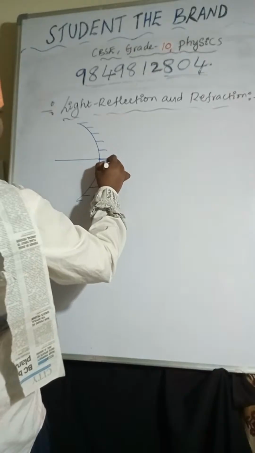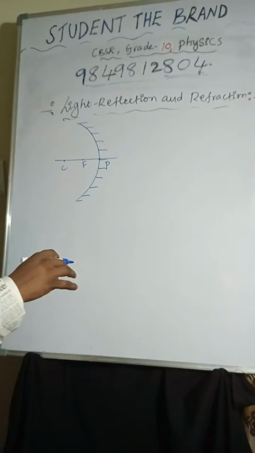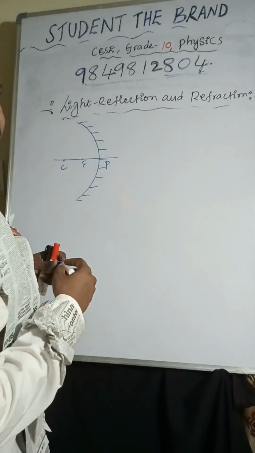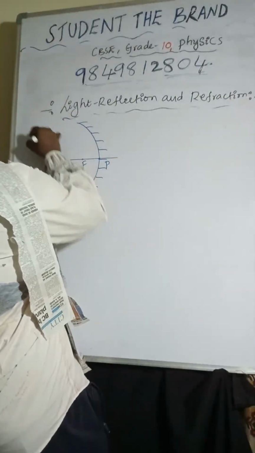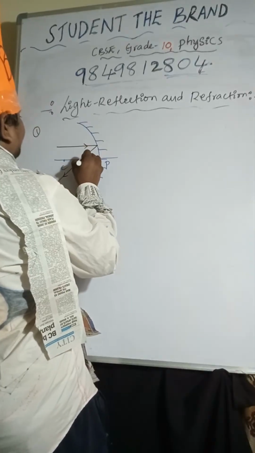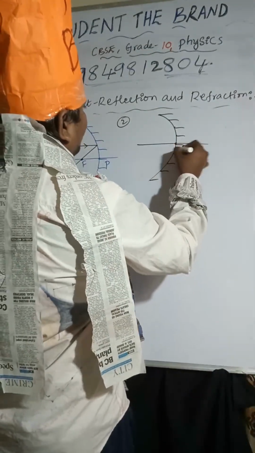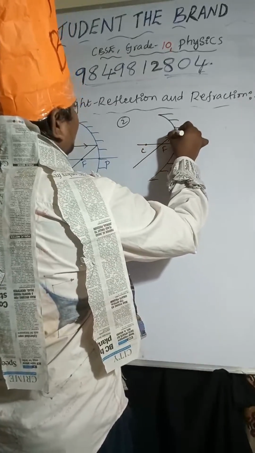So this is the pole, focus, center of curvature. First one: light ray is coming from infinity. After reflection, it passes through the focus. The second one: light ray is passing through the focus. After reflection, it moves towards infinity.